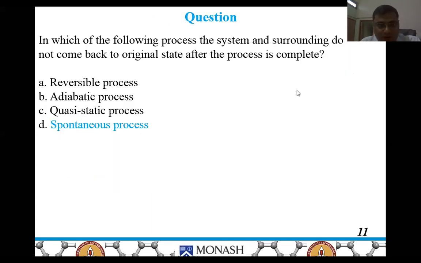Now question: in which of the following processes do the system and surrounding not come back to their original state after the process is complete? So it's not the reversible process, it's not the adiabatic process, it's not the quasi-static process, it's the spontaneous process. So the correct answer is a spontaneous process.